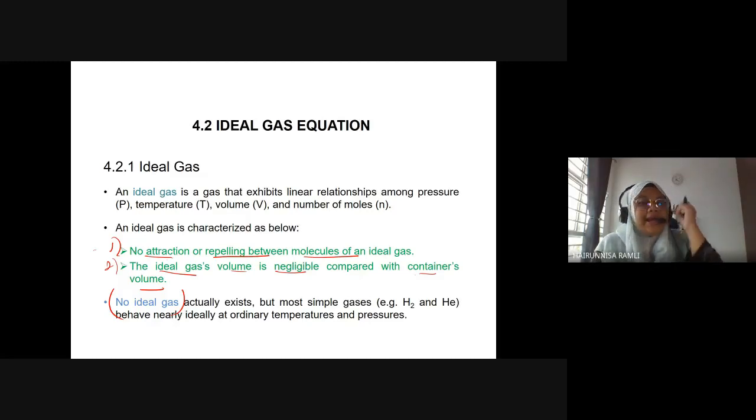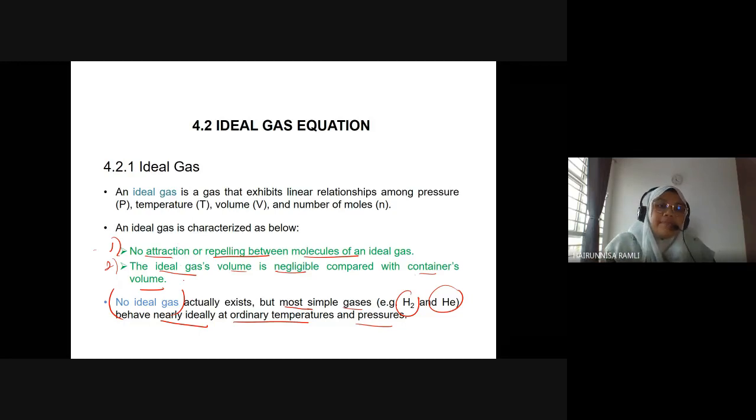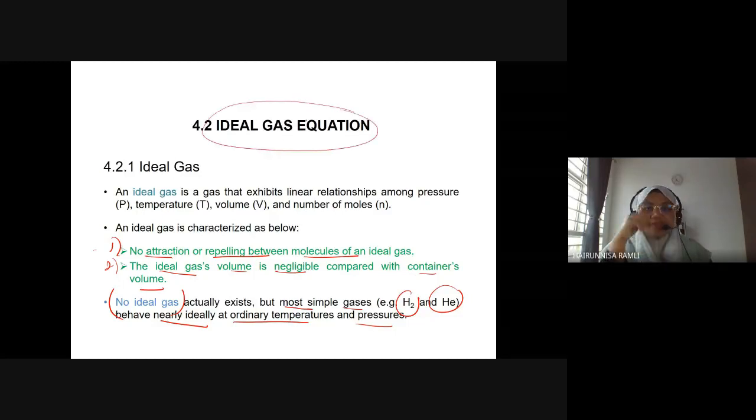Okay, tapi kenapa ada ideal gas ni? Because most simple gases, for example hydrogen, helium, behave nearly ideally at ordinary temperatures and pressure. Temperature dan pressure yang ordinary, yang biasa ni, dia behave menghampiri ideal. So that's why end up kita buat assumption, kita pakailah ideal gas equation. Okay, and ada assumption lah yang kita buat kat situ. Apa assumption dia? Yang ni, yang dua ni. The first one tadi, no attraction or repelling between molecules.